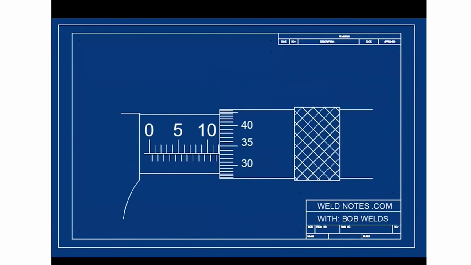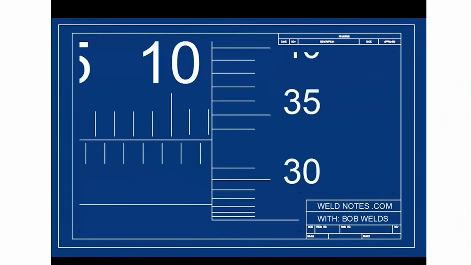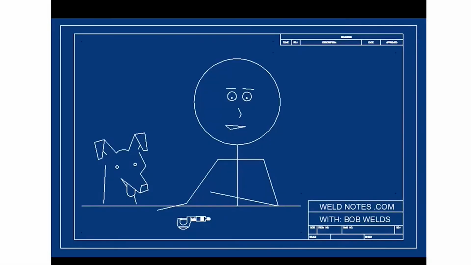Now let's put all this together and try to figure out what this micrometer is reading. First, the barrel scale, 10, 11, 12. So it's 12 millimeters plus something. The something comes from the thimble scale. Let's zoom in. 0.30, 0.31, 0.32, 0.33. So the reading is 12.33 millimeters. Now here's one for you to try.